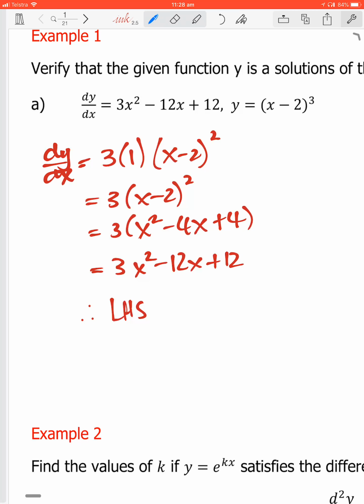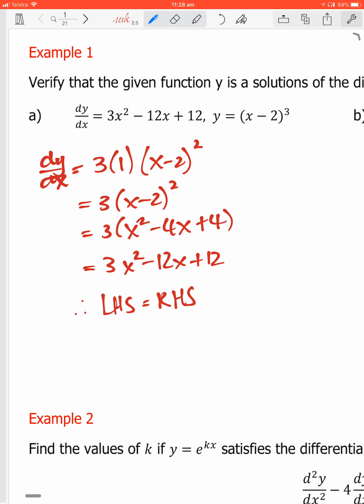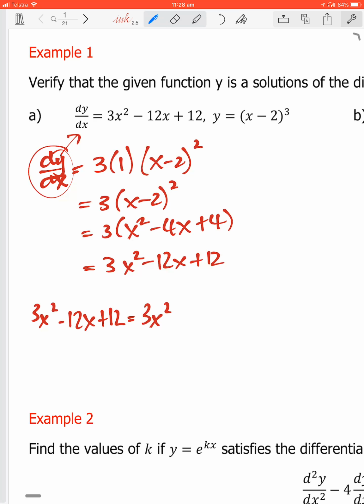Therefore, left-hand side equals right-hand side. We've proven that. Here we could say 3x squared minus 12x plus 12 is equal to 3x squared minus 12x plus 12, so the left-hand side is equal to the right-hand side, so we've proven it.